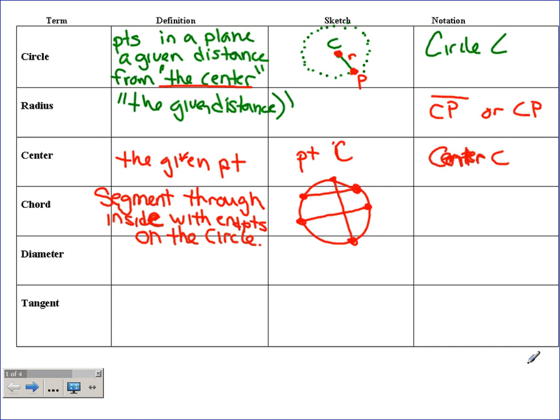I'm going to label some of these with specific points. Let's just call this A here. Let's call this B here. And we're going to call this chord AB. Like so.